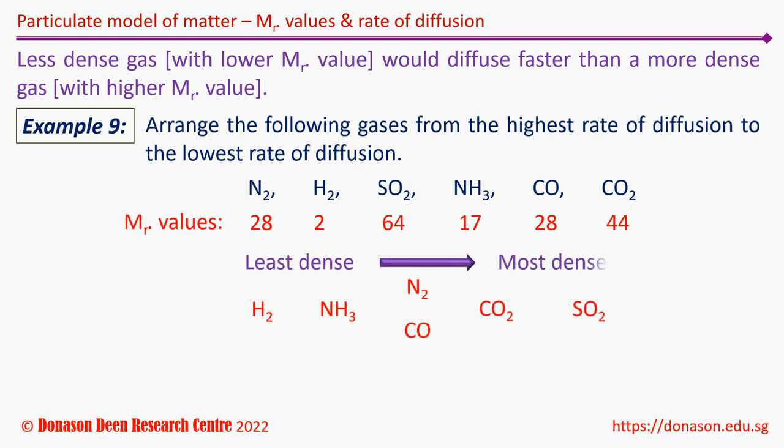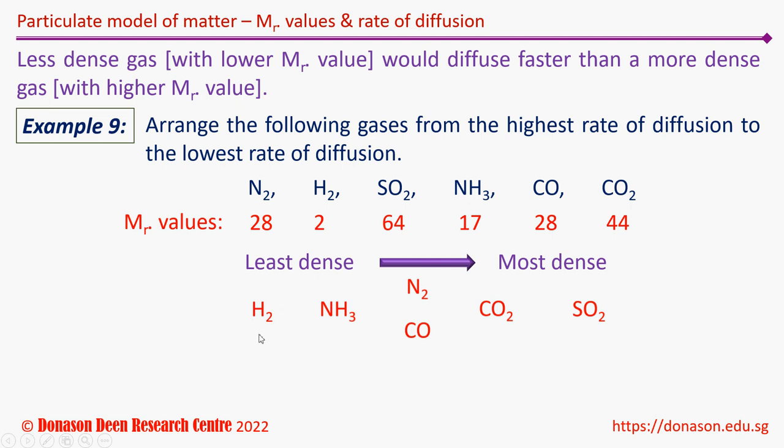them have a relative molecular mass of 28, and carbon dioxide has got a relative molecular mass of 44, and sulfur dioxide is the heaviest of all, with 64 as its MR value, and that is the most dense. So we have arranged the gases from the least dense or the lightest to the heaviest or the most dense gas. So of course, if you look at the point which I mentioned earlier, less dense gases, that means those with the lower MR value, are the ones that are going to diffuse the fastest compared to a more dense gas indicated by a higher MR value.